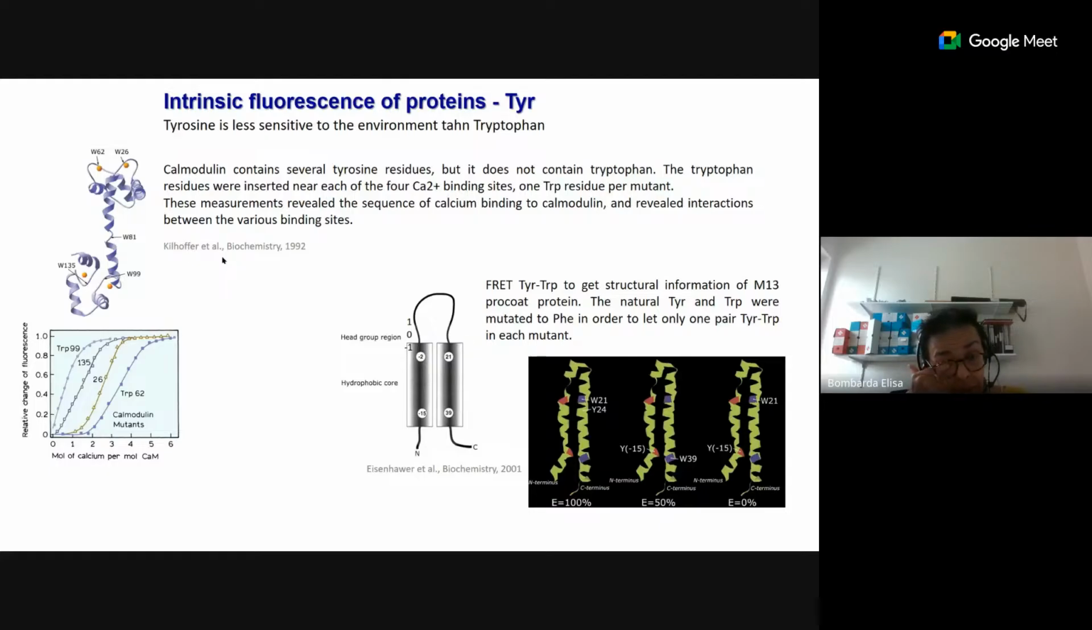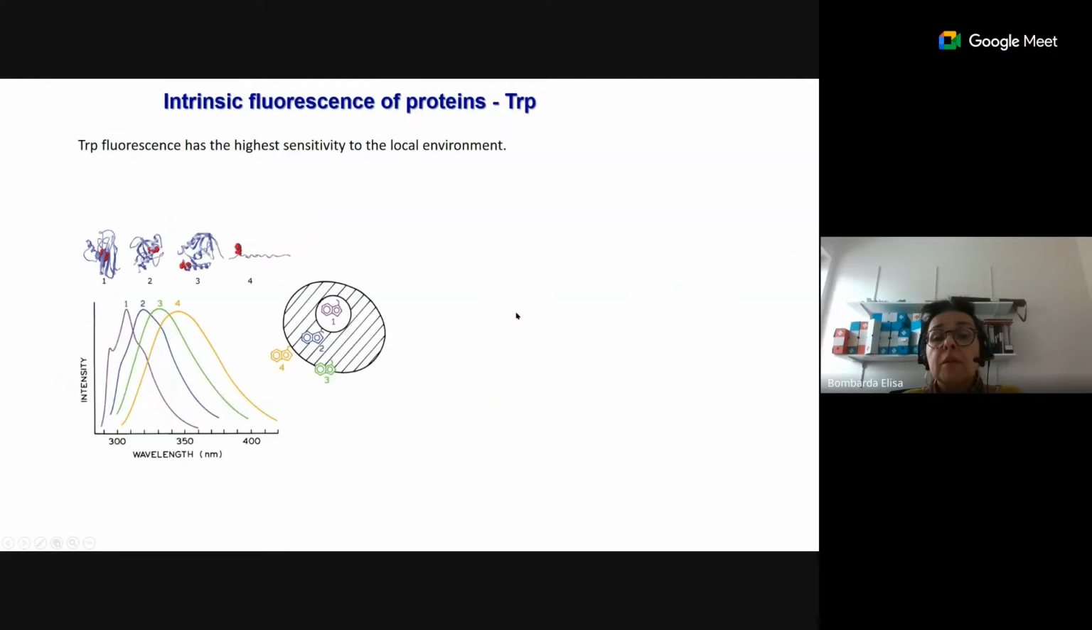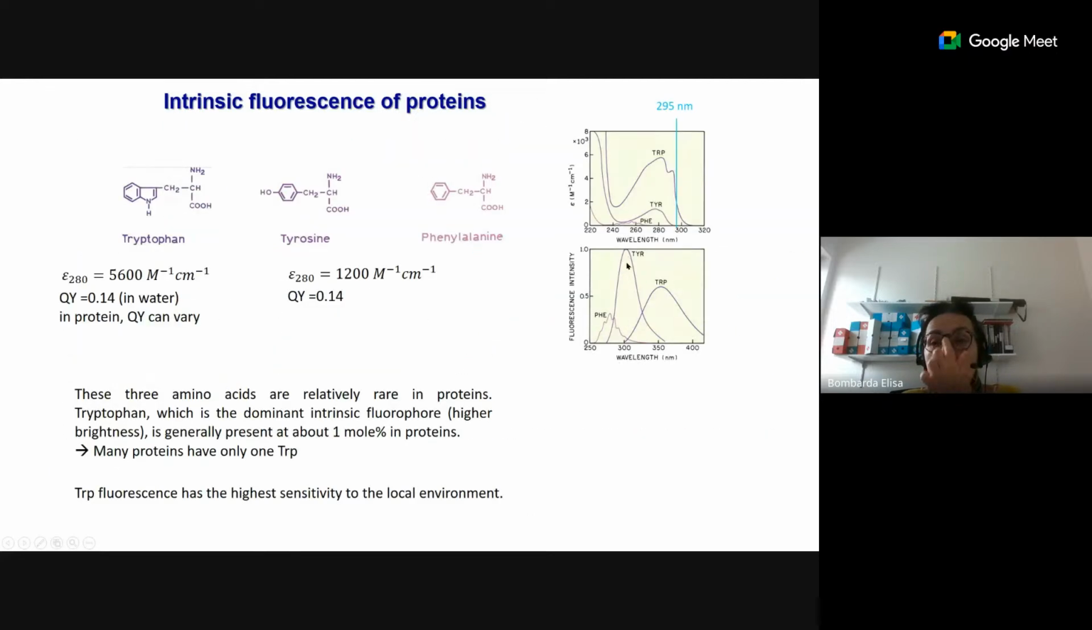Tyrosine, if we look, maybe we go back. No, wait a minute. We go back to, yes, here. So this is the emission spectra of tyrosine. Actually, the wavelength scale is not corresponding, but okay, we can read the spectra anyway. So these are the emission spectra and those are the absorption spectra.